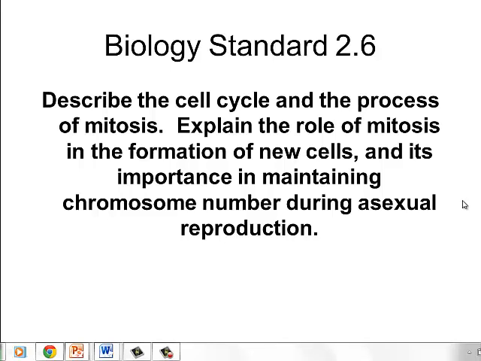Okay, this is standard 2.6, which is about mitosis. So we'll be looking at the cell cycle during this particular podcast, and then in the next one we'll be looking at the role of mitosis in formation of new cells.